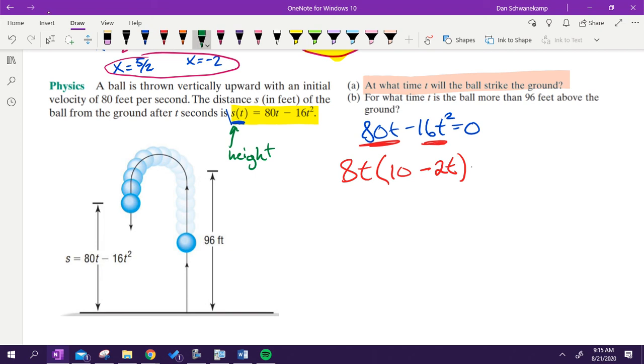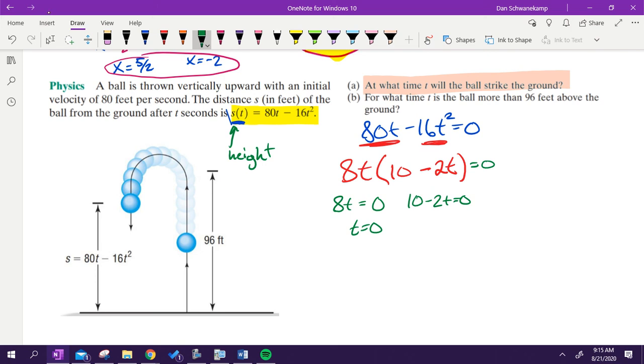We're taking this thing, setting it equal to 0. So each part, I'm going to set equal to 0, and I'm going to solve. When is 8t equal to 0? Well, when t equals 0. So in other words, we threw the ball from the ground because at 0 seconds, the ball was on the ground because the height was 0.